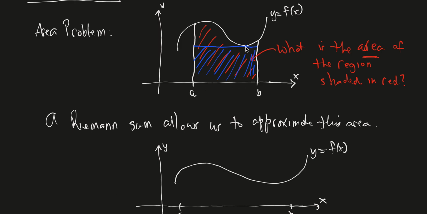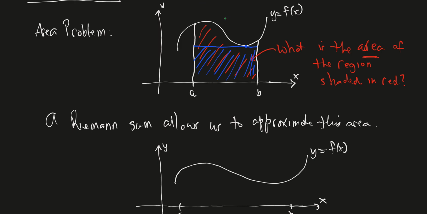How do I determine the height? Well, what if I just pick the smallest y value? This would be a gross underestimate of the area in red, because it is ignoring all of this right here. So that's one way you could do the approximation.